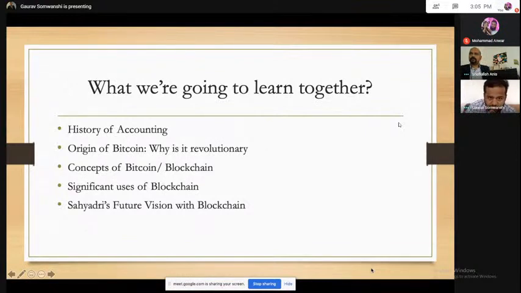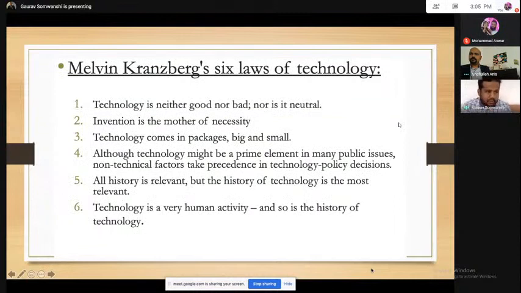So before we begin, I always try to talk about the six laws of technology penned down by Melvin Kranzberg, because it's very important to put everything in context. The first law is that technology is neither good nor bad, that's obvious. But the latter part is important, that it is also not neutral. Not neutral means that it will take the side of either the powerful or the powerless, depending upon the structure. And if we are aware of this, then probably we can guide it toward a more equitable future.